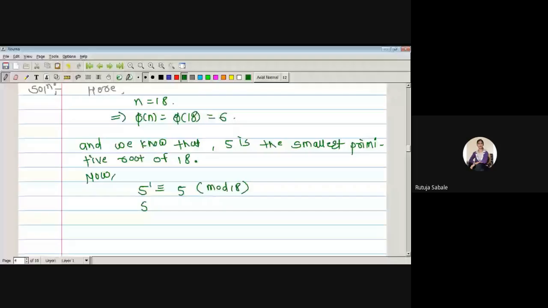5 square is 7. 5 square will be 25. Over modulo 18, what is the value of 25? 7.